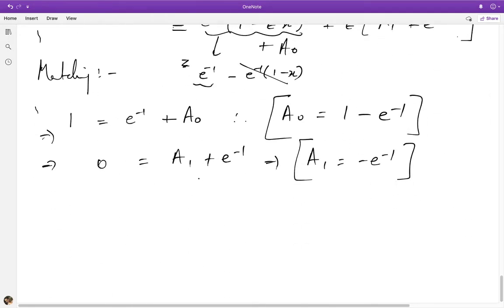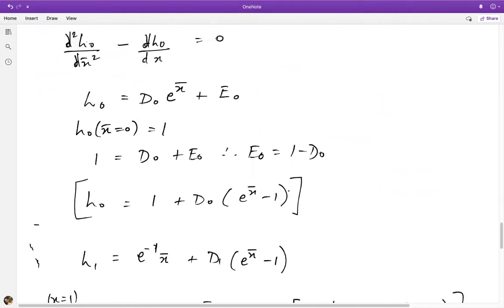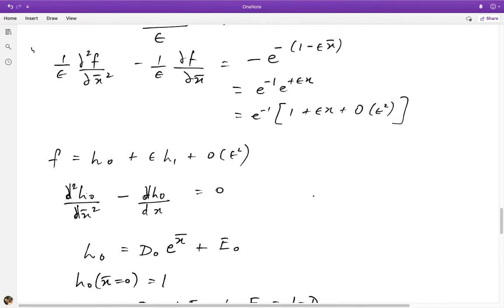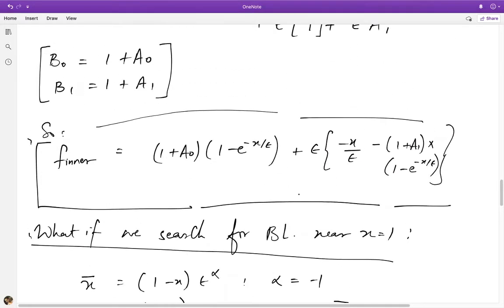Alright, so now knowing the values for A1 and A0, we can fully determine what our solutions are in the inner region as well as the outer regions by substituting the values of A0 and A1 that we have here.